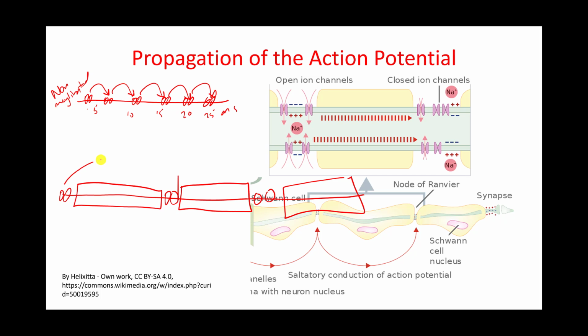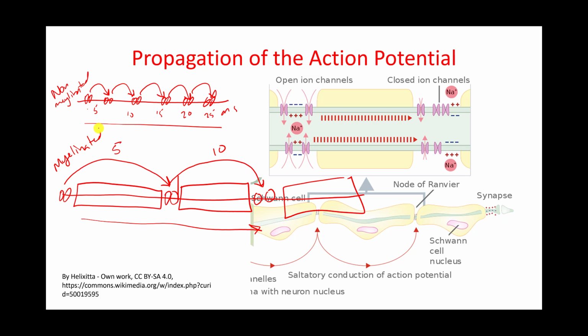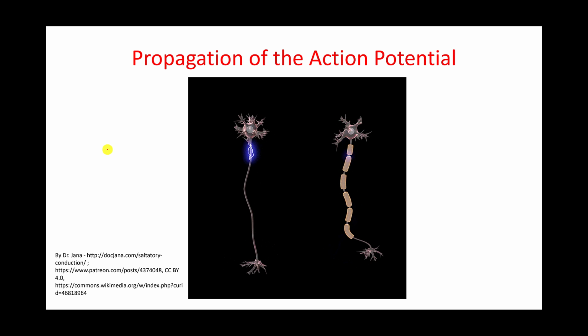So the action potential has to jump a longer way, which will make it faster. So here, from here to here, this is 5 milliseconds, here this is 10 milliseconds. And we traveled a much further distance compared to non-myelinated. So this is the case of the myelinated axon. And you can see this on this graph.